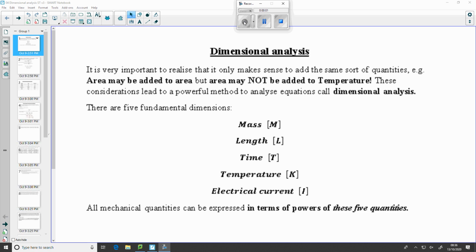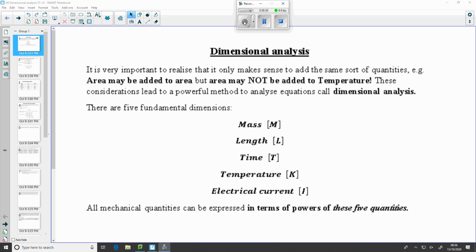Right, gents, maths this morning: dimensional analysis. What we're going to look at today is how we can analyse situations using the dimensions, as you put it, the dimensions of life.